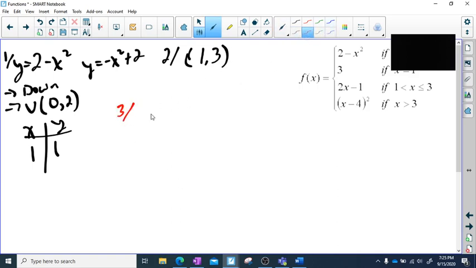Let's go to number 3. This is linear. So if it's linear, it's the graph, in this case, 2x take away 1. Now notice this one has 2 boundaries. So what I have to do is figure out where it is at the 2 ends of the line.